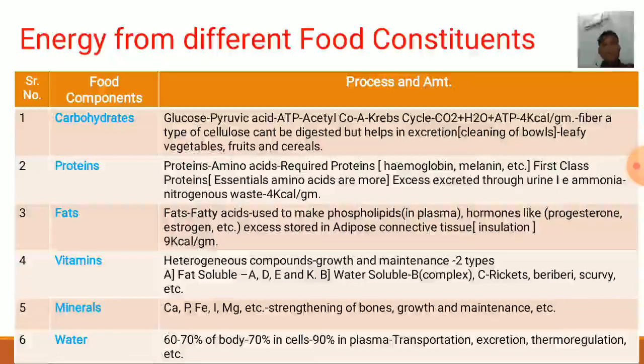Now the next food component, vitamins. Vitamins are a group of heterogeneous compounds, each of which is essential for proper operation of various processes in the body. There are six main types of vitamins: A, B, C, D, E and K. Out of these, A, D, E and K are fat soluble, whereas B and C are water soluble.